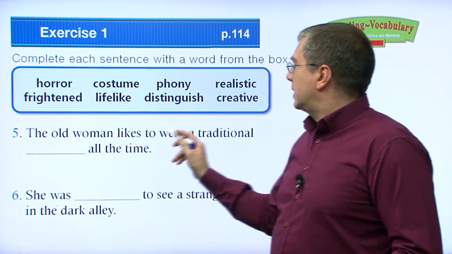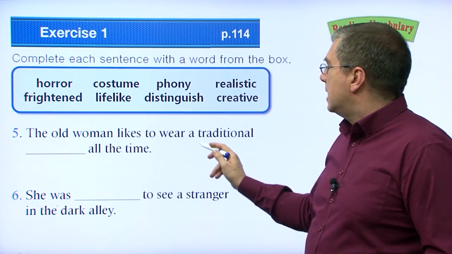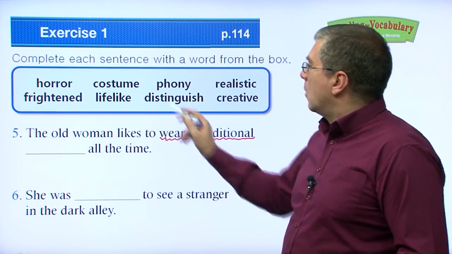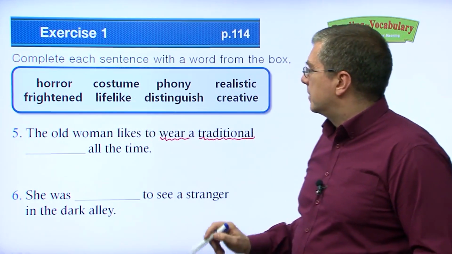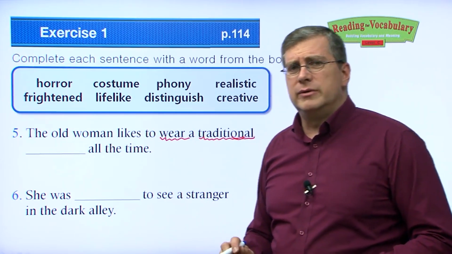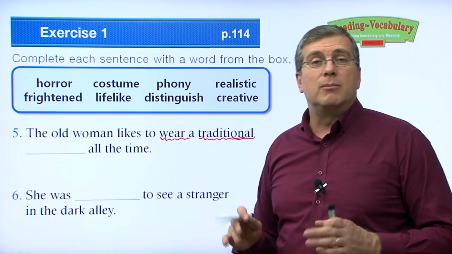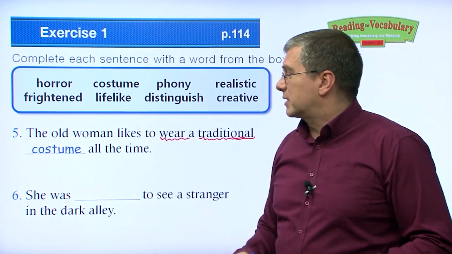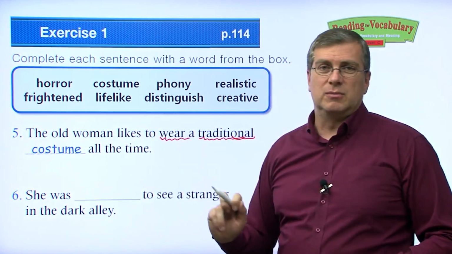Okay. Next one, 5. The old woman likes to wear a traditional beep all the time. Now here we have traditional, and here we have wear. What can you wear here? The only thing you can wear is a costume. Now the example I used for costume, and we saw, was of the little boy in a bedsheet. He looked like a ghost, right? And of course it's costume. But in this case, it's a traditional costume.